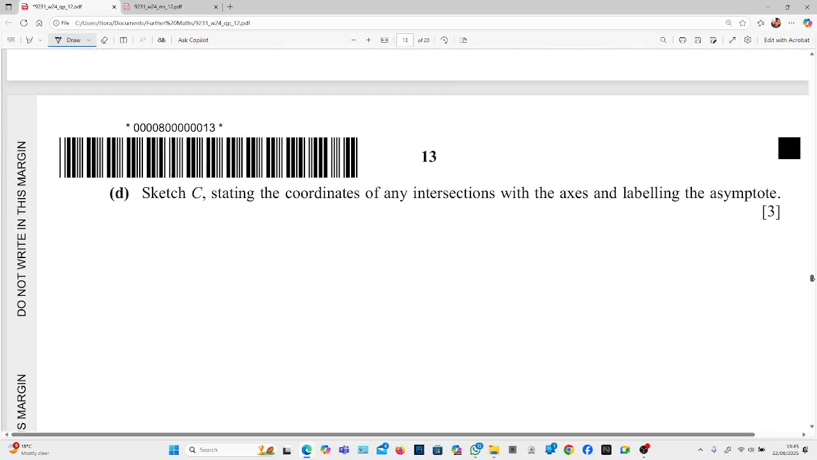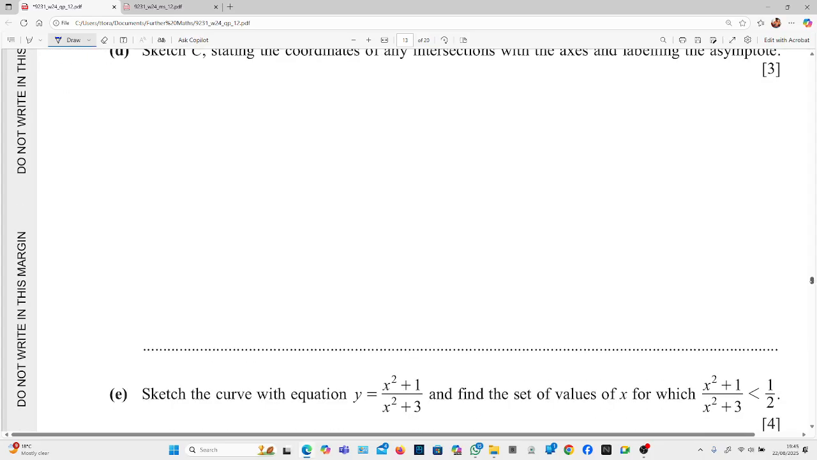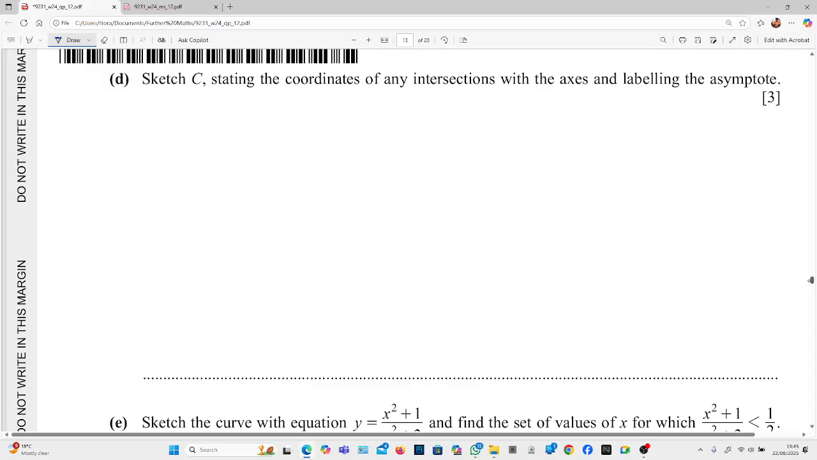Now part D, we need to sketch the curve C, stating the coordinates of any intersections with the axes and labeling the asymptotes. Right, so we're going to try and draw this now. Now remember, we have the horizontal asymptote, y is equal to 1. There's no vertical asymptotes, and we have (0, 3) as the maximum point of the curve, and so we can sketch the curve C.